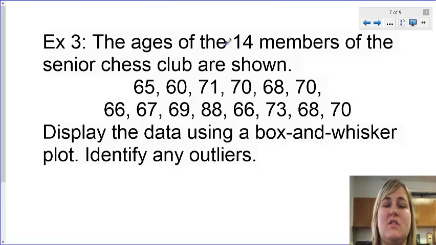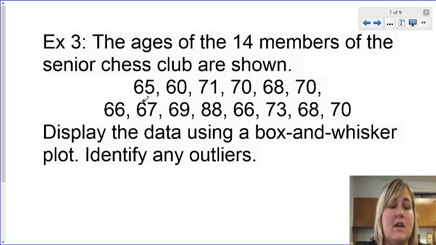The ages of the 14 members of the senior chess club are shown. So this is the 14 members. Display the data using a box and whisker plot and identify any outliers. At this time, I would like for you to pause the video, and I want you to try and do this on your own paper, from arranging them from least to greatest, to plotting them, to finding any outliers if you think that there are any. So at this time, please pause and try it on your own.